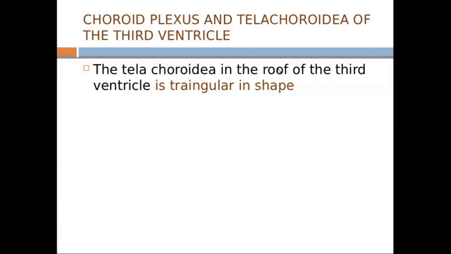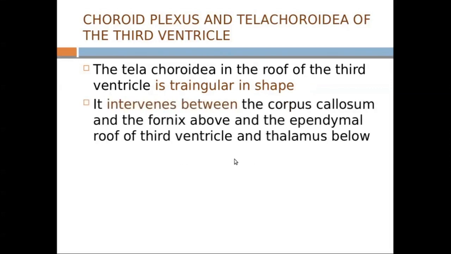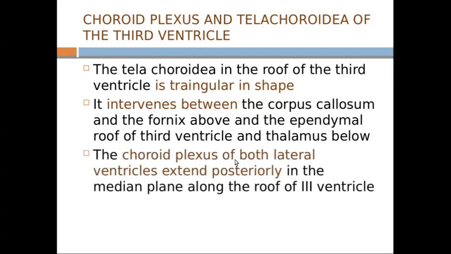Tela choroidea is a pia mater which is triangular in shape. It intervenes between the corpus callosum and the fornix above, and the ependymal roof of the third ventricle and the thalamus below. They project posteriorly. The choroid plexus of both lateral ventricles will extend posteriorly into the roof of the third ventricle.